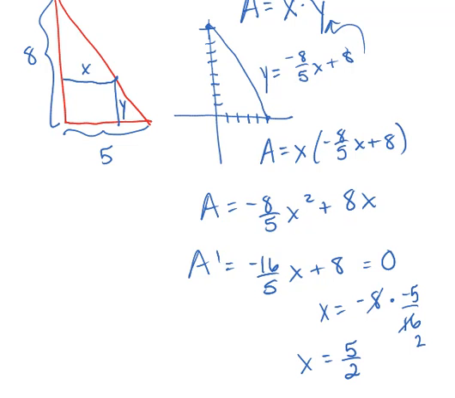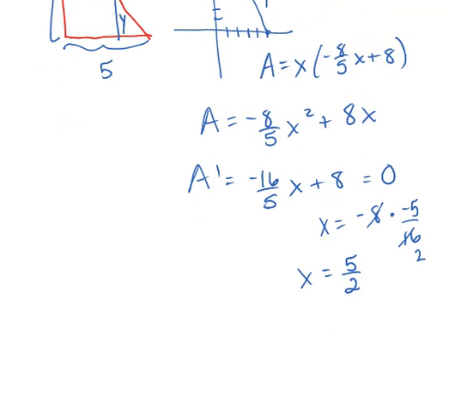And then to verify that that is a maximum, you look at the second derivative, and you get negative 16/5, which is always negative, so that function is always concave down, which implies that the critical number, the critical point from your first derivative, has to be a maximum if it's concave down there. So we have that x equals 5/2 is a max.